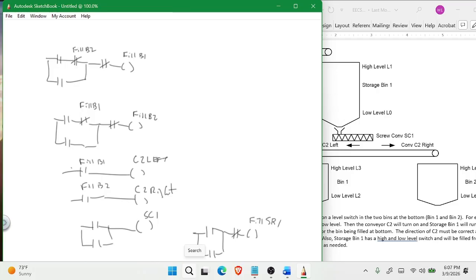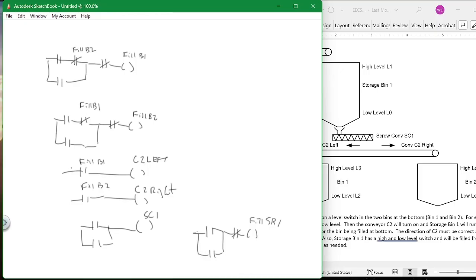A FIFO stack. You can do the FIFO stack either with Allen Bradley or with Siemens, but a FIFO stack gives you the ability to put it on a stack and then wait. It becomes a queuing problem, but it is really, really simple and very straightforward. One blocks the other.